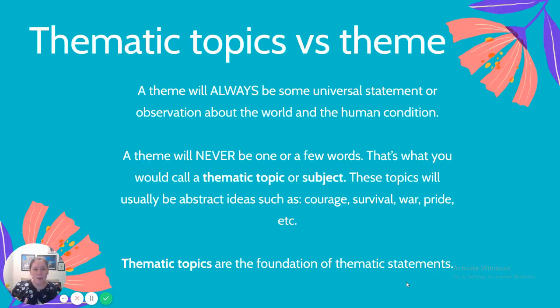So we have thematic topics versus theme. So a theme is always going to be a universal statement. It can be applied to multiple things. A theme is never going to be one or a few words. So that would be like a thematic topic or a thematic subject. So those are always going to be those abstract ideas like courage, survival, war, love, or a two-word one would be like cultural collision, the immigrant experience, things like that. And those topics are what we use as the foundation for thematic statements.